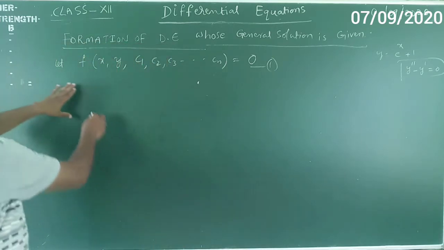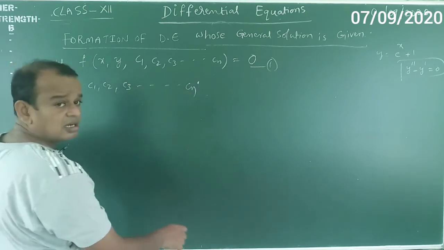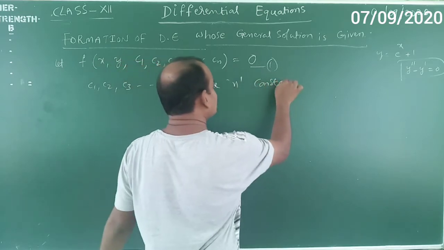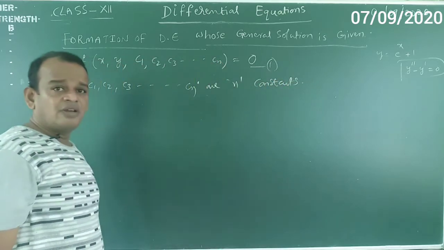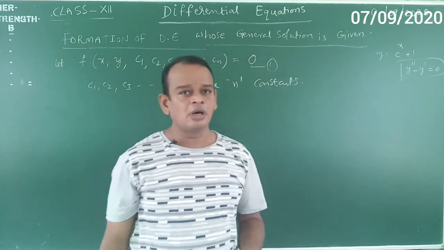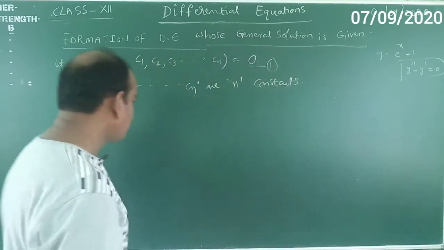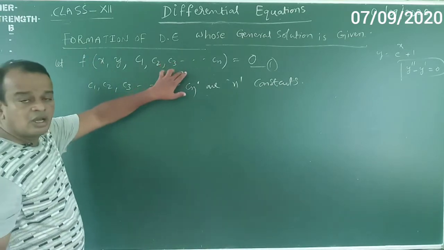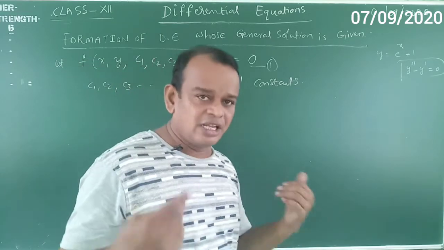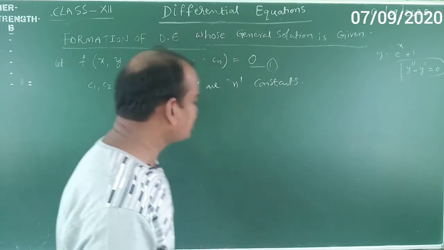Now differentiate. Here C1, C2, C3, and so on up to Cn are n constants. Those constants are called arbitrary constants. Whenever you find the constants, how many constants are there? n constants are available. Now we differentiate the given equation with respect to x how many times? n times. One constant means we differentiate only one time. Two constants means we differentiate two times, a second order derivative. Three constants means we find three differentiations. Okay my dear students, three times derivative.